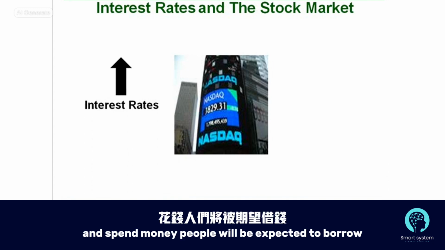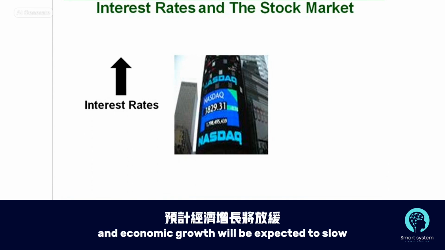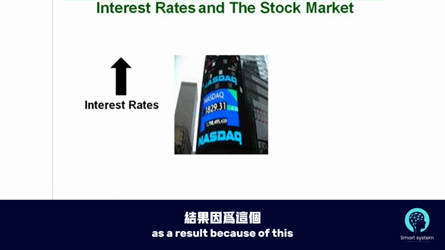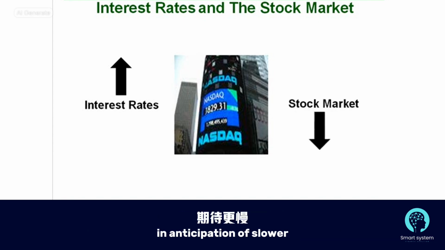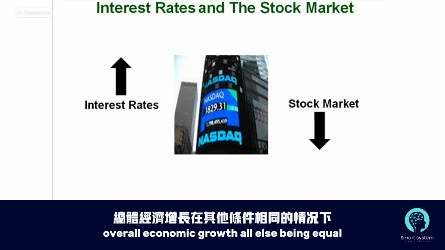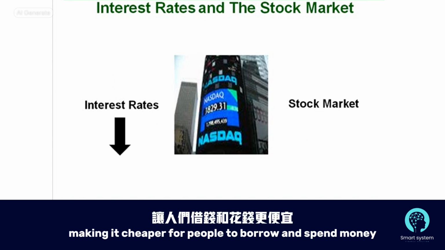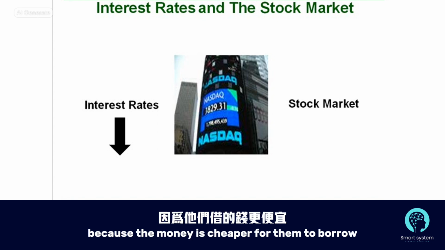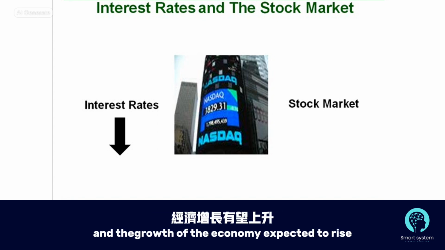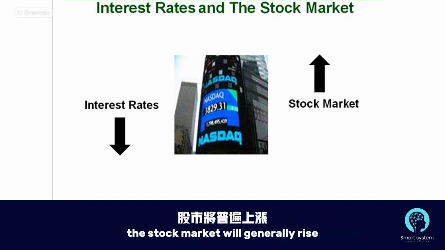People will be expected to borrow, and therefore spend, less money, and economic growth will be expected to slow as a result. In general, when interest rates are expected to rise, the stock markets will sell off in anticipation of slower overall economic growth, all else being equal. Conversely, when interest rates are expected to go lower, making it cheaper for people to borrow and spend money, they'll be expected to borrow and spend more, and the growth of the economy is expected to rise. In anticipation of higher growth, the stock market will generally rise, all else being equal.